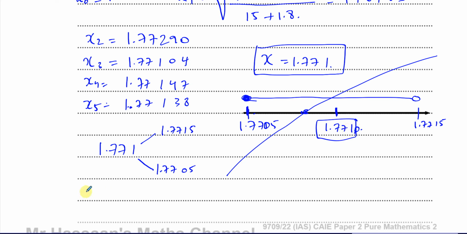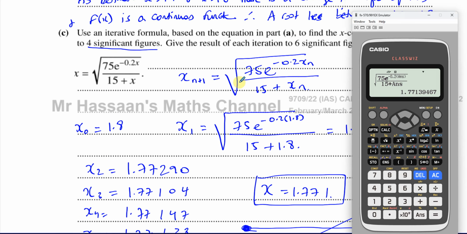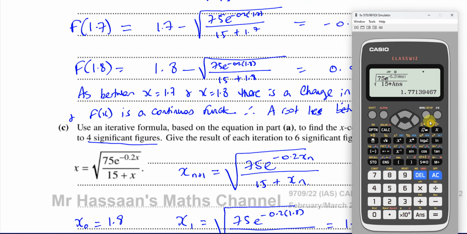So what we can do is take our function that we had before, and we can put inside it 1.7715, and we can put inside it 1.7705, and we can see what we get. So if we go back to the calculator, hopefully we've saved what we put there before. Has it got it saved? No. Okay, so I don't have it saved here, unfortunately, so we'll just put it in again.